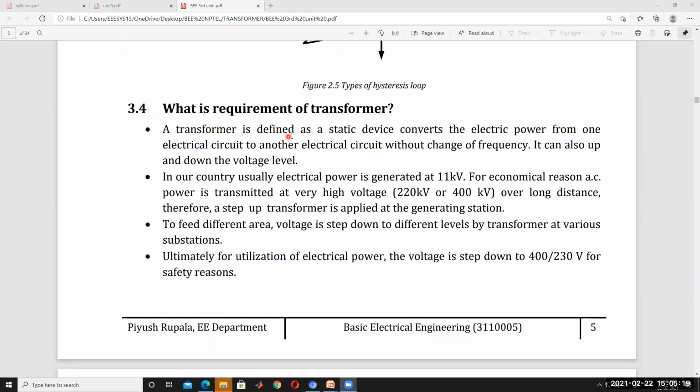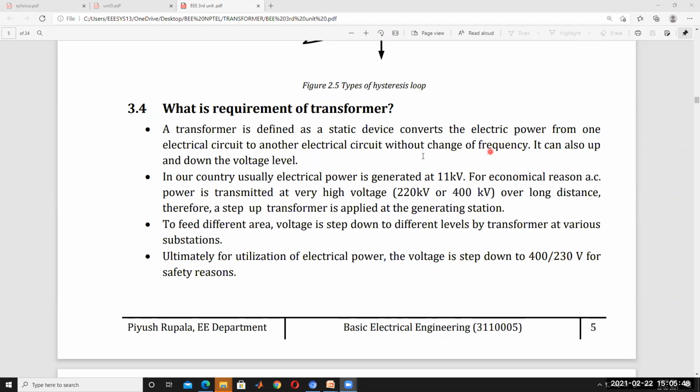A transformer is a static device that converts electrical power from one circuit to another, from primary to secondary or secondary to primary. If you connect the power supply to one side, that is called the primary. The other side is connected to the load, that is called the secondary. The primary and secondary are not fixed; it is possible to connect the power supply to either side of the transformer.